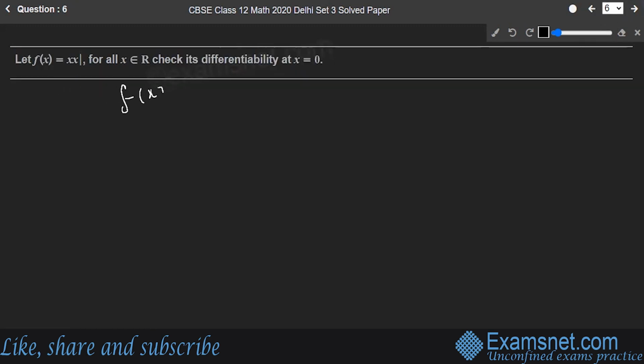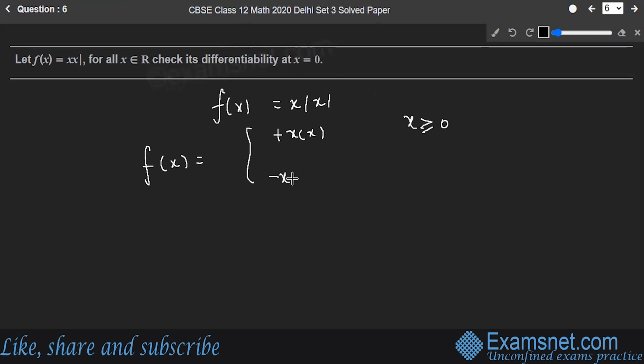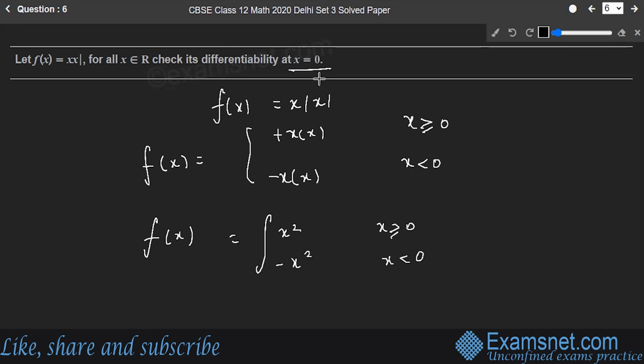If f(x) is equal to x into modulus of x for all x belonging to real numbers, check its differentiability at x is equal to 0. You are given f(x) is equal to x into mod of x. So f(x) is equal to plus x into x for x greater than or equal to 0, and this is equal to minus x into x for x less than 0. Here f(x) is, of course, x squared when x is greater than 0 and minus x squared when x is less than 0. Now we have to check for the differentiability at x is equal to 0.